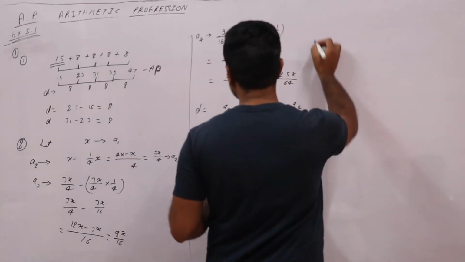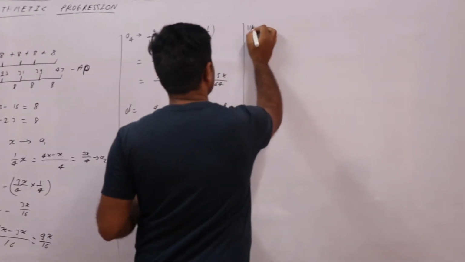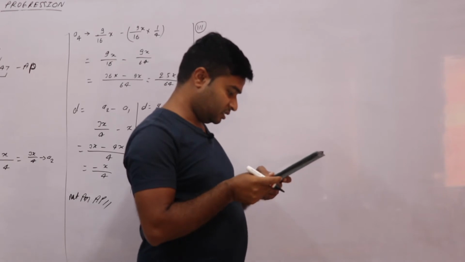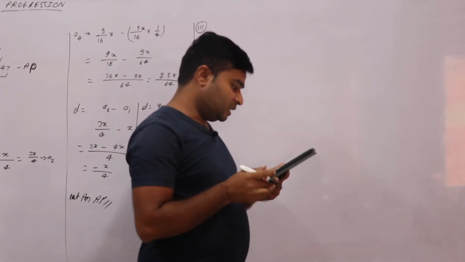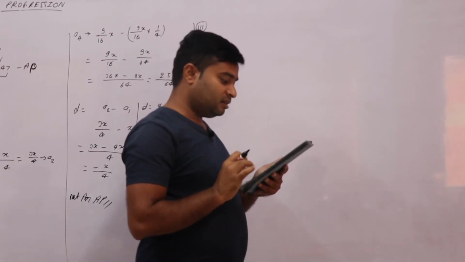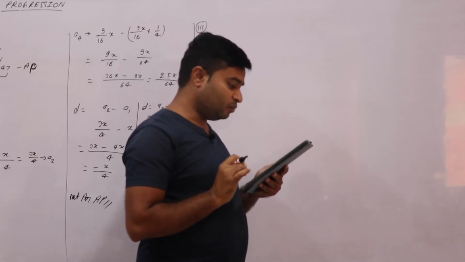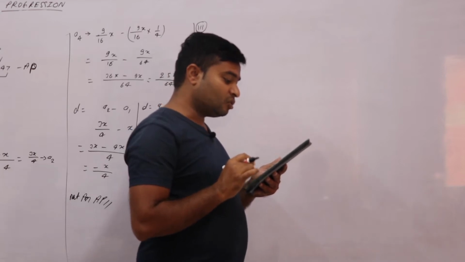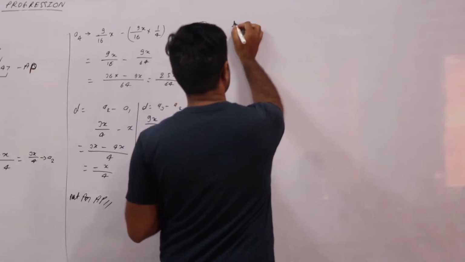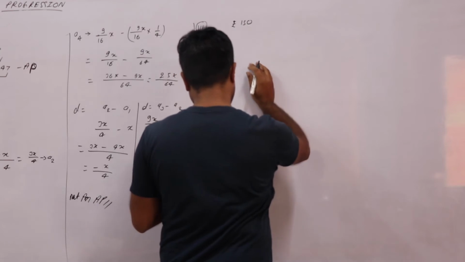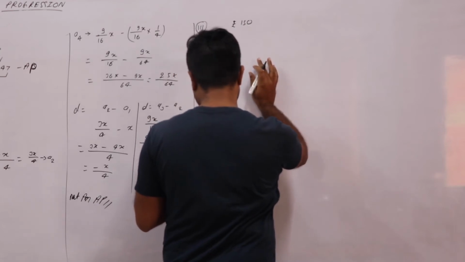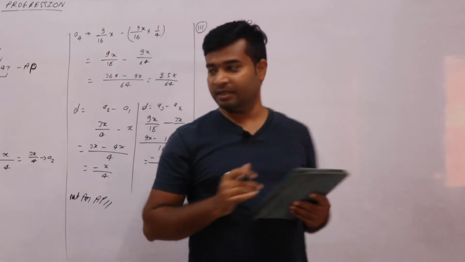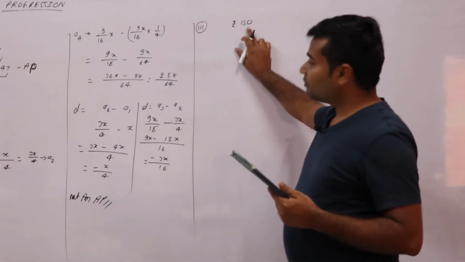Question number 3. Chalo. It is saying the cost of digging a well, after every meter of digging. The cost is rupees 150 for the first meter and rises by rupees 50. Rises by rupees 50 means the first meter is 150.